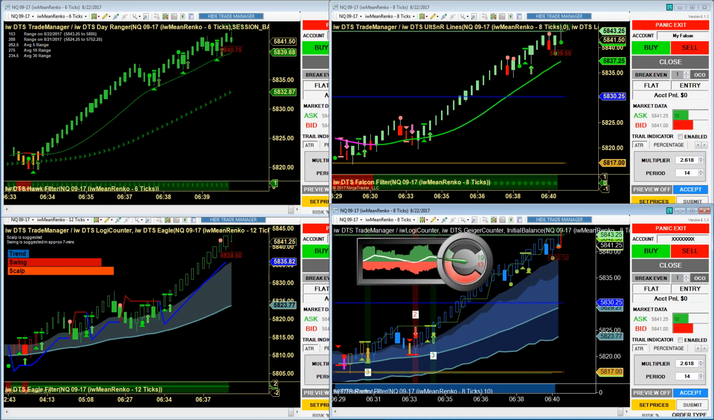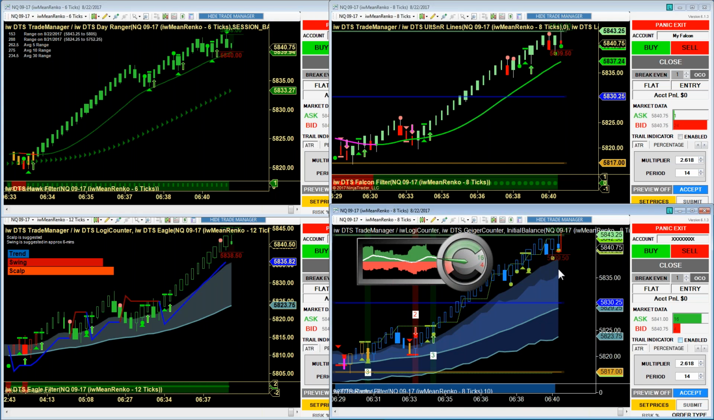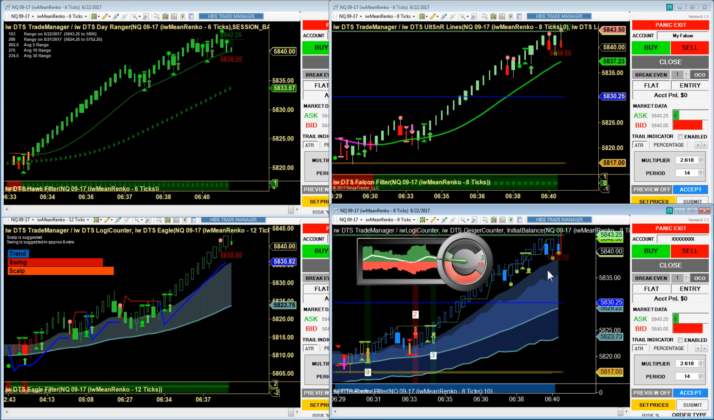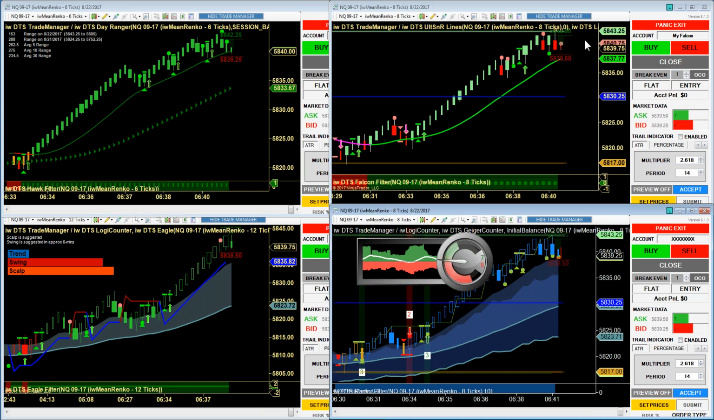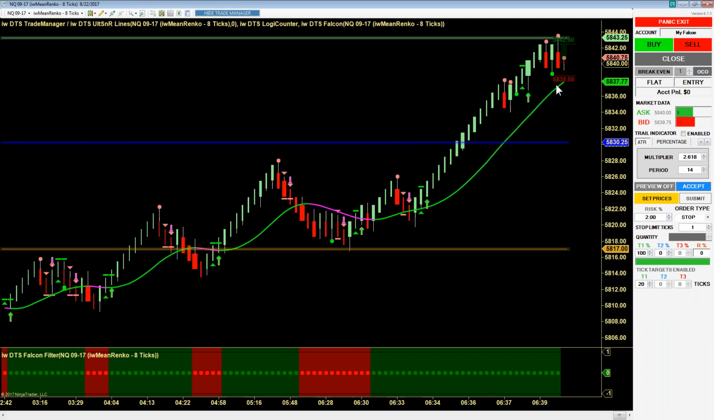I think I'm going to hold out for a little bit of a pullback or maybe even a counter trend signal. We do have opportunities to get in here on the Falcon. We have your basic, what we call a trend line touch signal, even though we haven't touched the trend line technically.